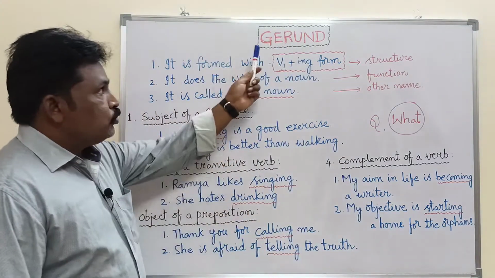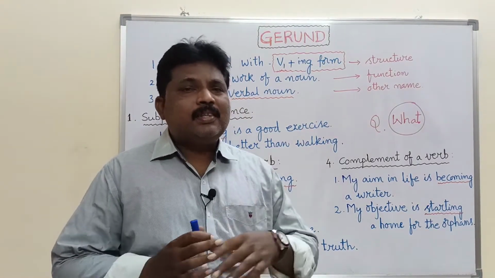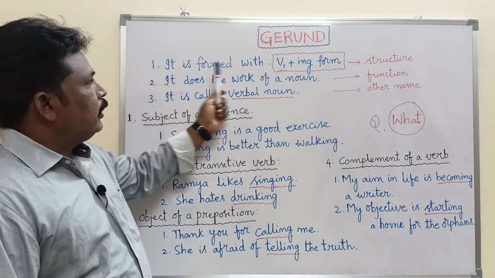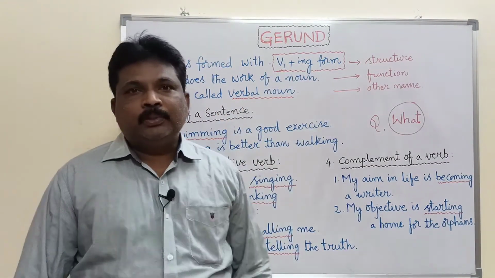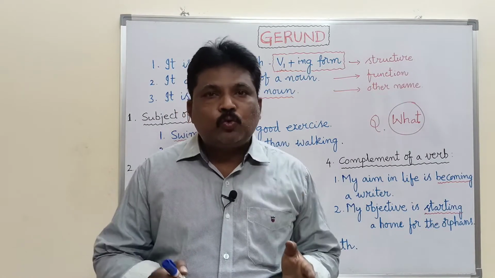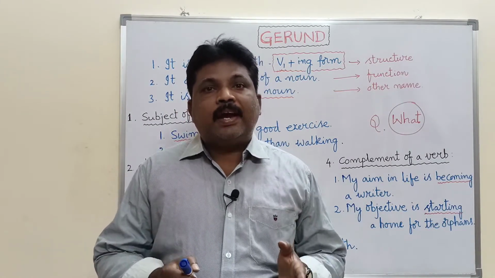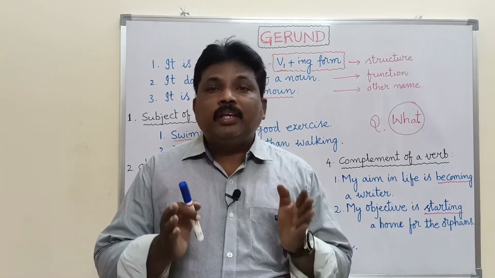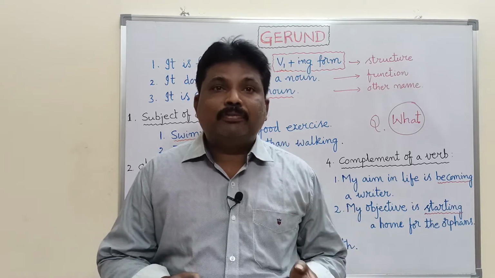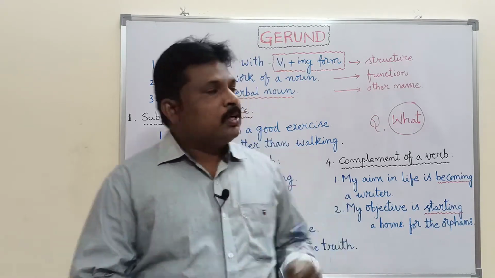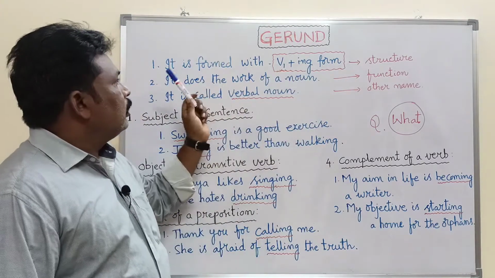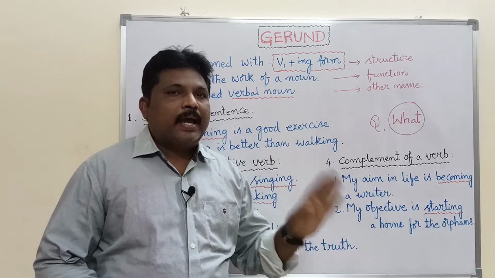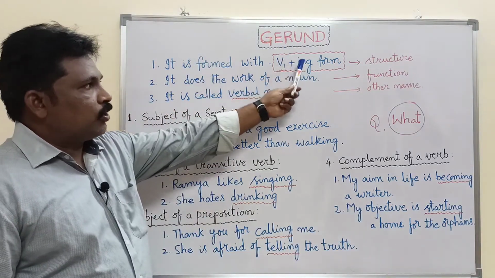Look at the title, gerund. First of all, what is the structure of the gerund? The structure of the gerund is V1 plus ing form. Usually, the ing form is added only to the first form of the verb, or the root verb, and not to the second form or the third form of the verb. You take any main verb and add ing form, so that is the structure of the gerund.